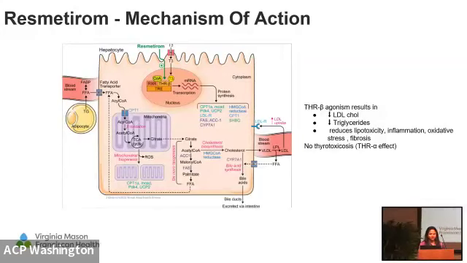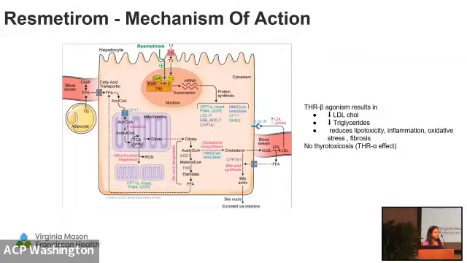So resmetirom is a thyroid hormone receptor beta agonist. So it really works on the thyroid beta receptors in the liver. It does not have any effect on the alpha receptor, so it does not affect those patients who are on Synthroid or who have hypothyroidism. So this acts specifically on the beta receptors in the liver and reduces lipogenesis, so it reduces the fat production in the liver.